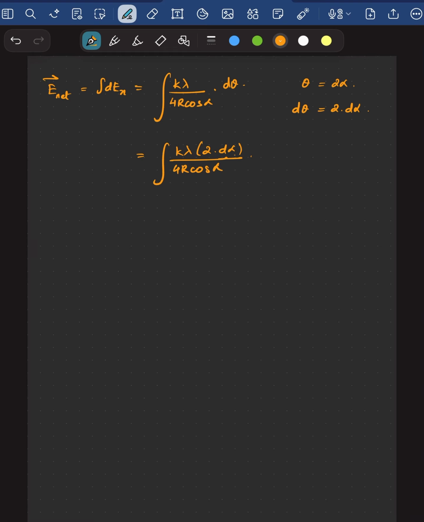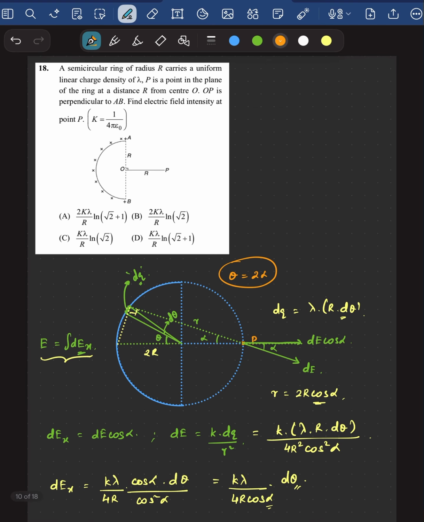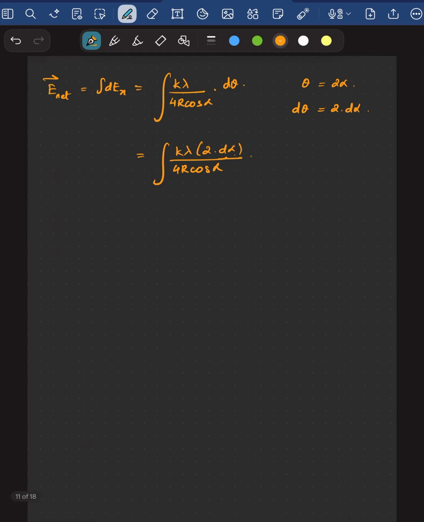So for our limits, what will our values of theta be? To select all the point charges on this ring, your theta value has to vary from 0 to 90 to minus 90, so from minus pi by 2 to plus pi by 2. But we have converted this integration in terms of alpha, and alpha is nothing but theta by 2. So our limits of alpha will be from minus pi by 4 to plus pi by 4. Okay, so with this, we can now solve this integration.